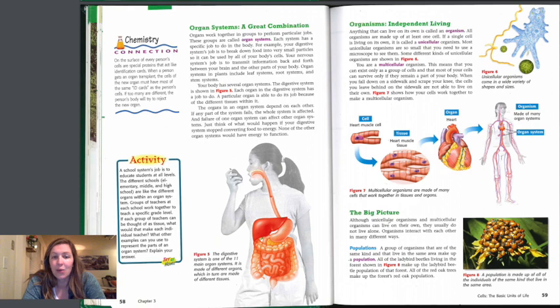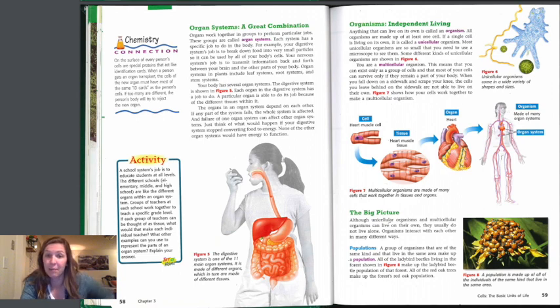The organs in an organ system depend on each other. If any part of the system fails, the whole system is affected. And failure of one organ system can affect other organ systems. Just think of what would happen if your digestive system stopped converting food to energy. None of the other organ systems would have energy to function.